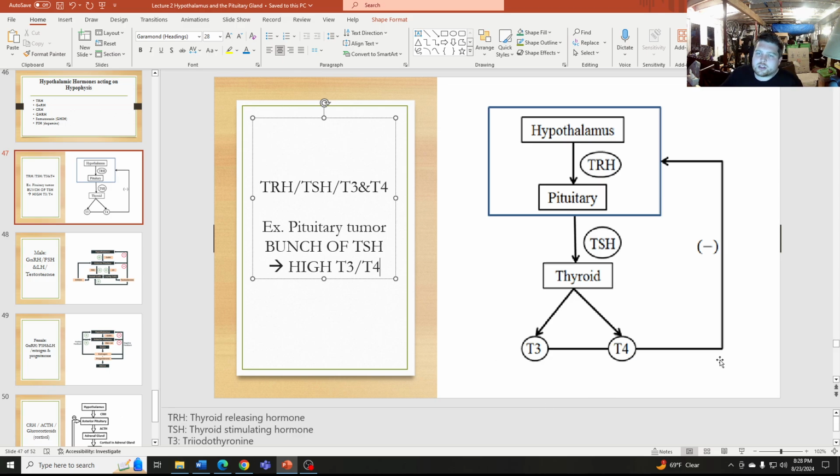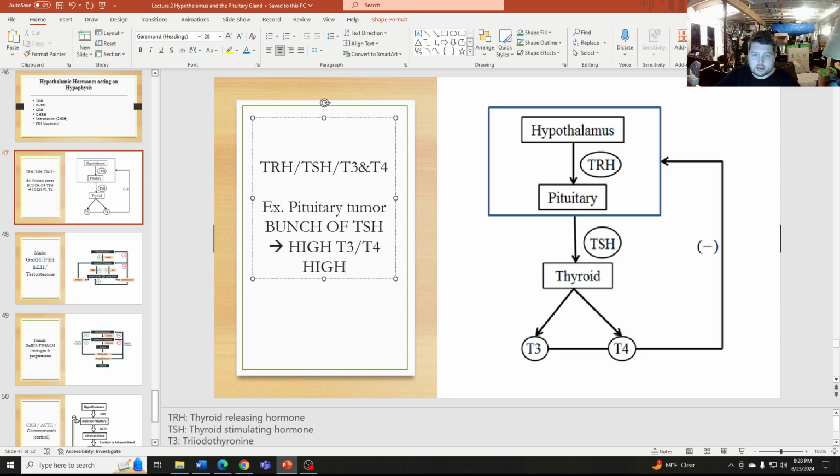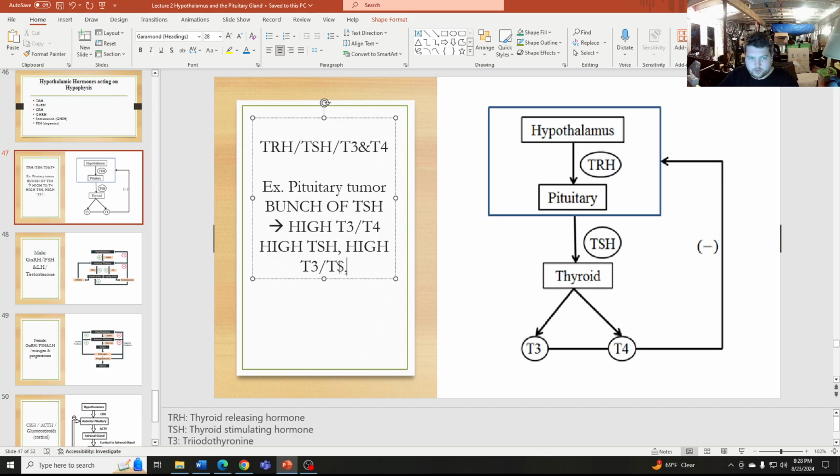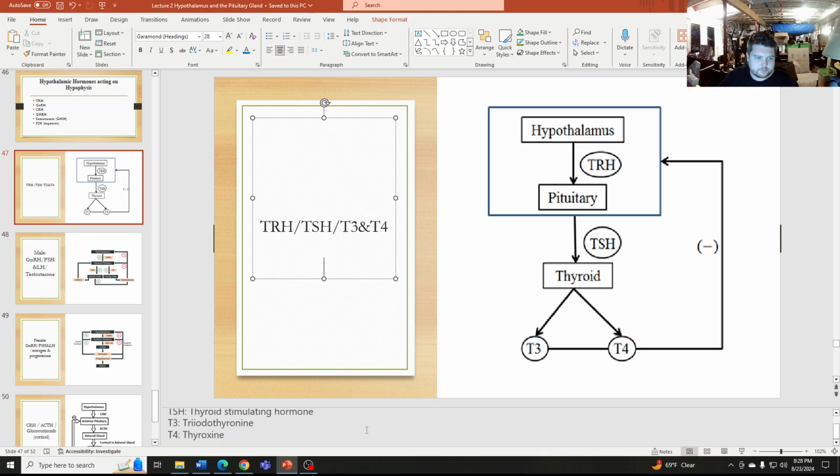So this T3, T4 is coming back to the hypothalamus and telling the hypothalamus, hey, shut off. We don't need more T3, T4. But the hypothalamus already isn't releasing any thyroid-releasing hormone. It's just the pituitary gland doing it all on its own. So if we were to look at the lab values of a pituitary tumor, we have high TSH, high T3, T4, and low TRH. That's a pituitary tumor. I'm going to put that down in the notes below.